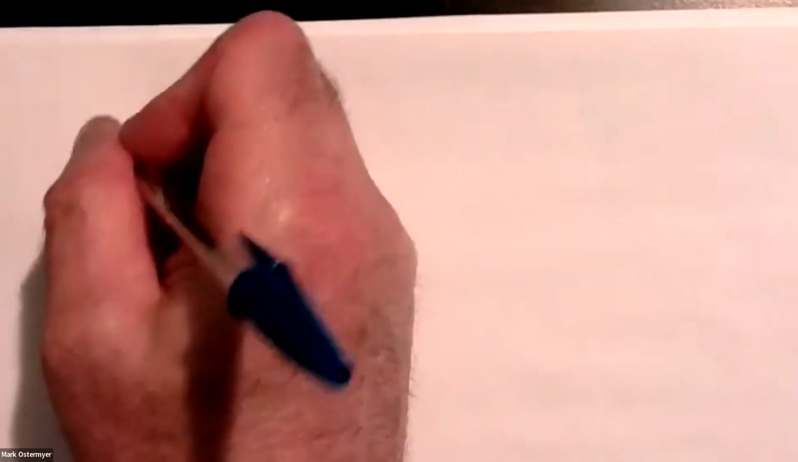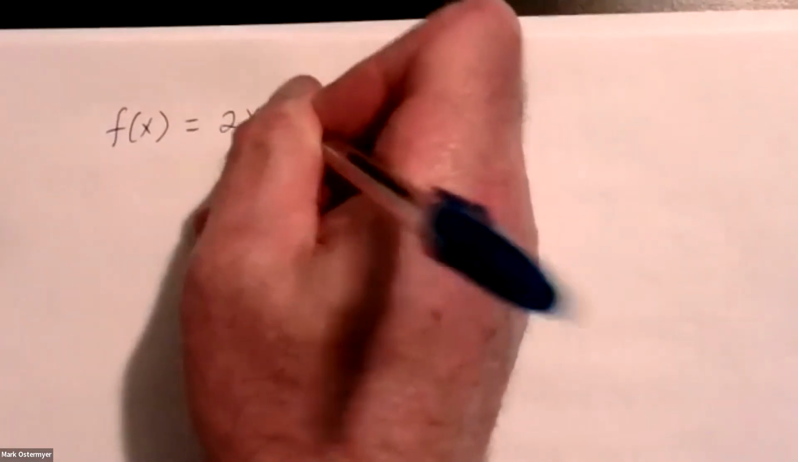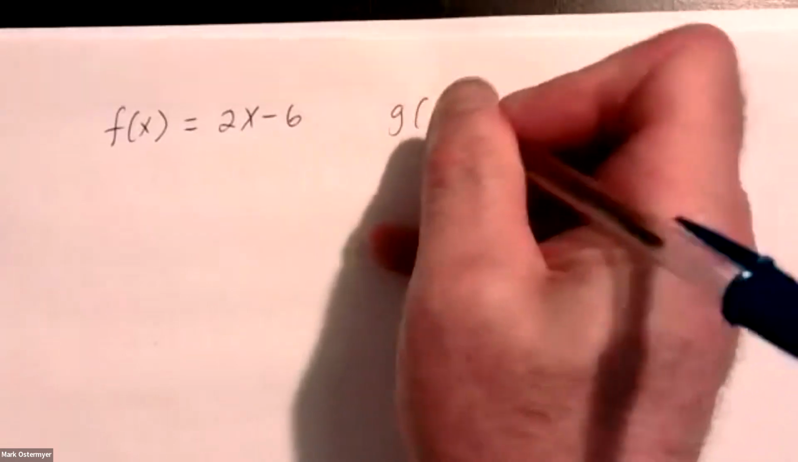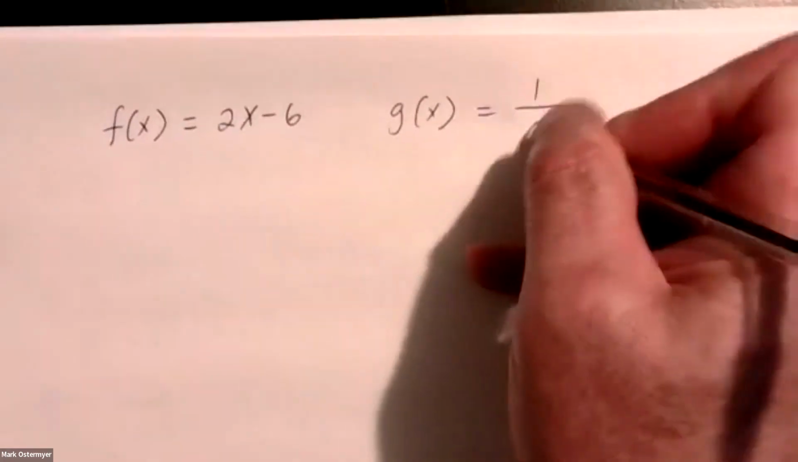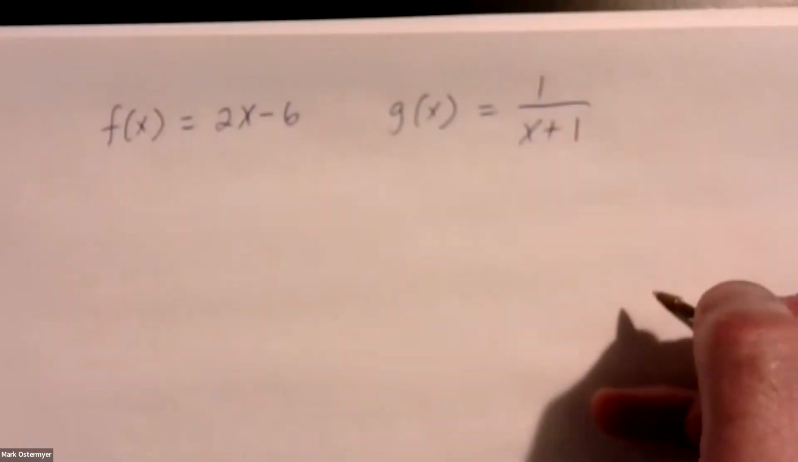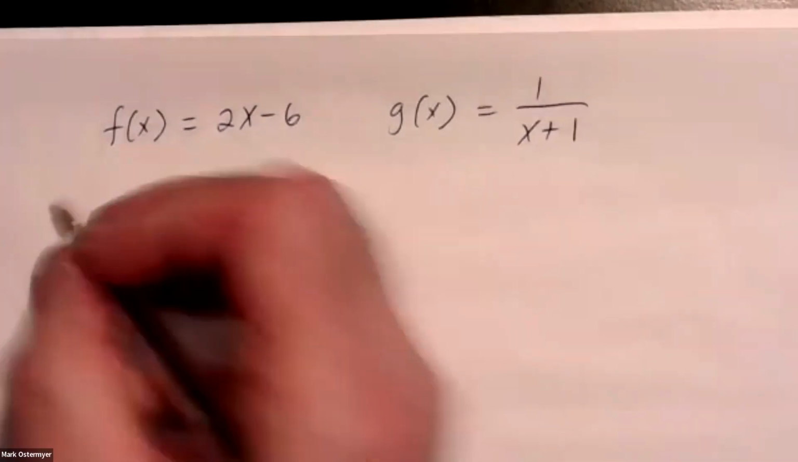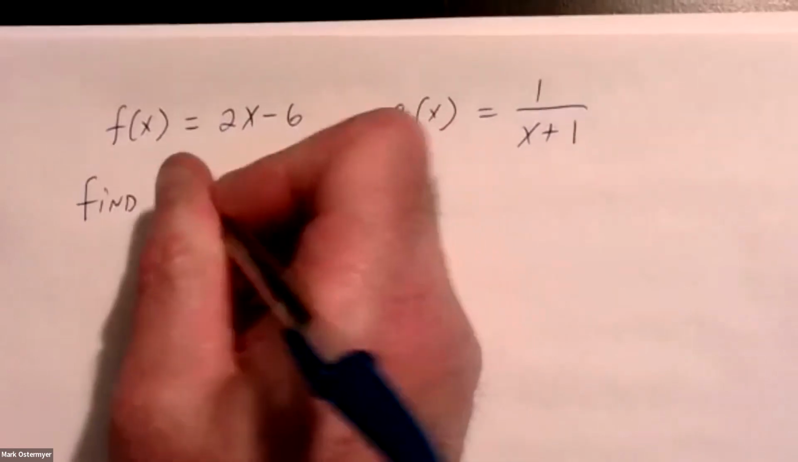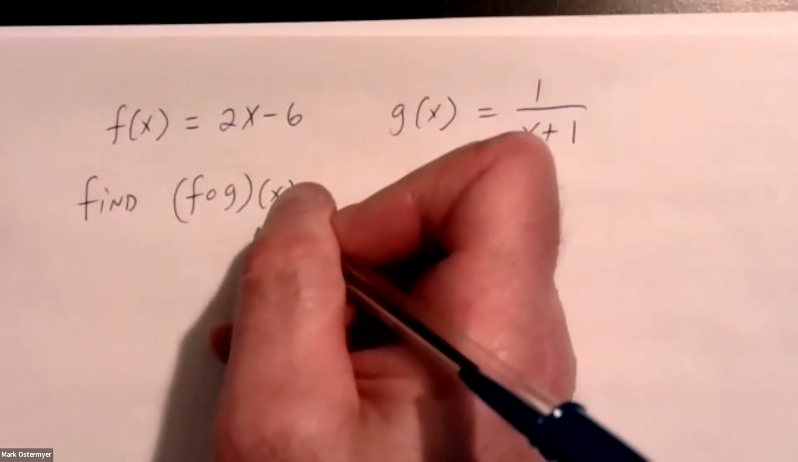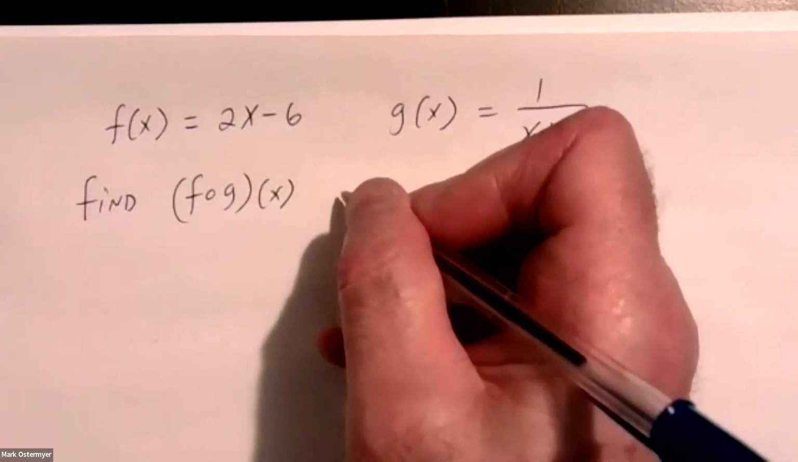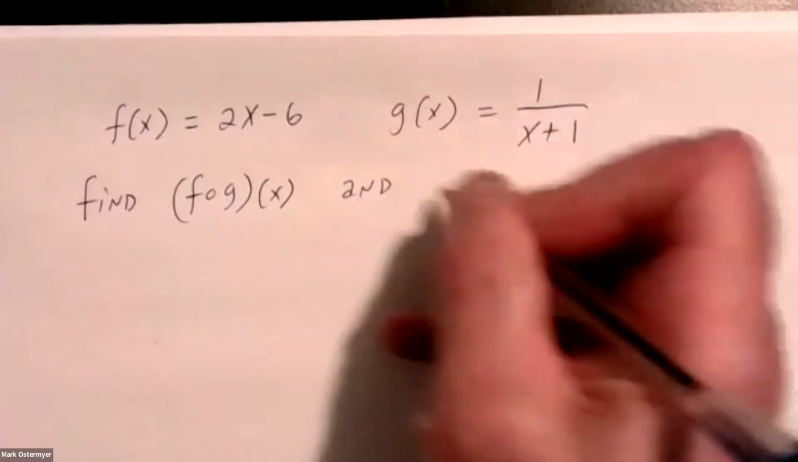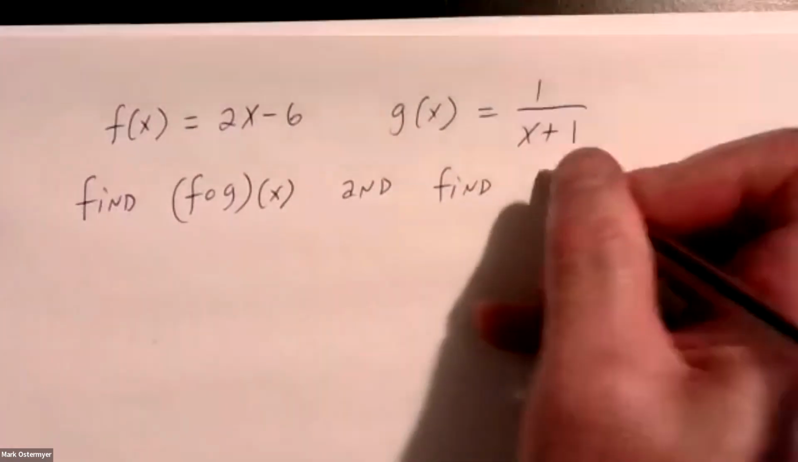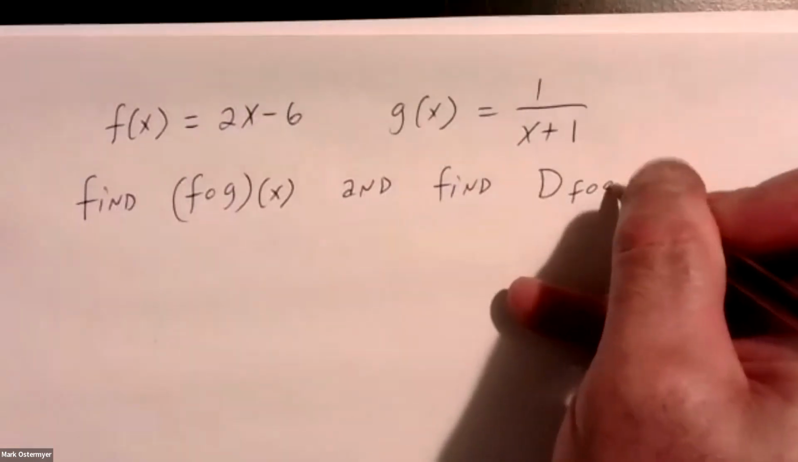All right, let's look at these functions. Suppose f of x is defined to be 2x minus 6, and g of x is this rational function 1 over x plus 1. First, I want to find f composed with g of x. And I also then want to find the domain of this new function called f composed with g.